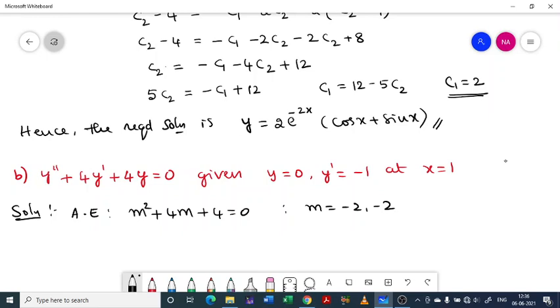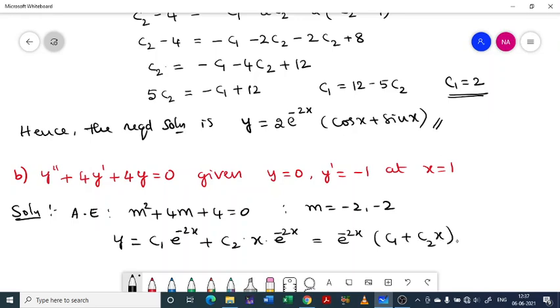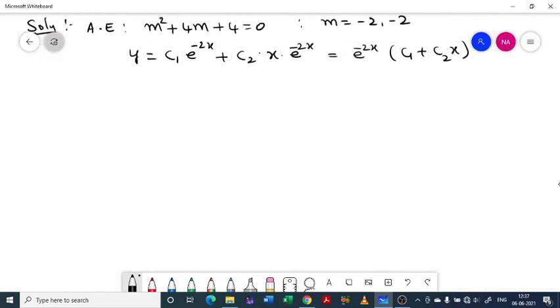Hence the solution, you can write as y only, will be c1 e power minus 2x plus c2, since we have repetition, x into e power minus 2x. So it can be written as e power minus 2x into c1 plus c2x, right? Okay, I'll write here: y equal to e power minus 2x into c1 plus c2x. Call that as equation 1.